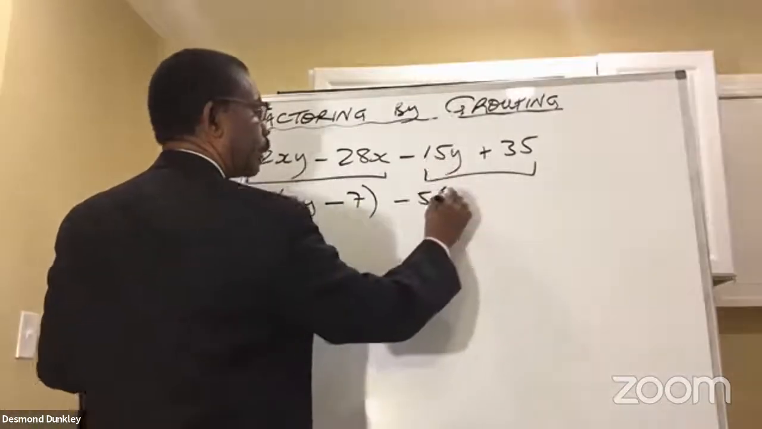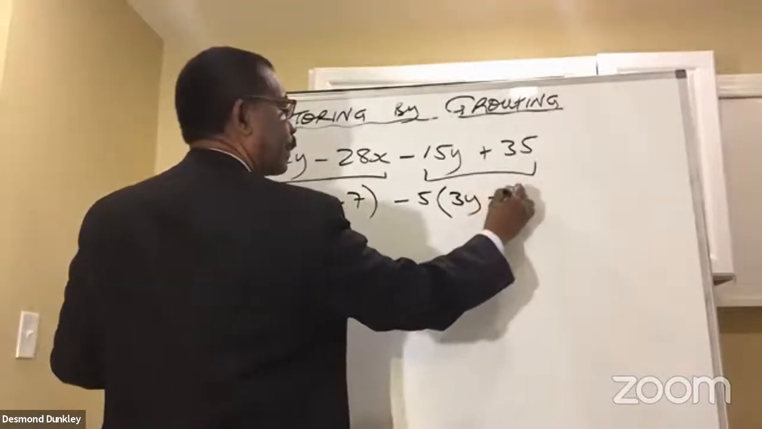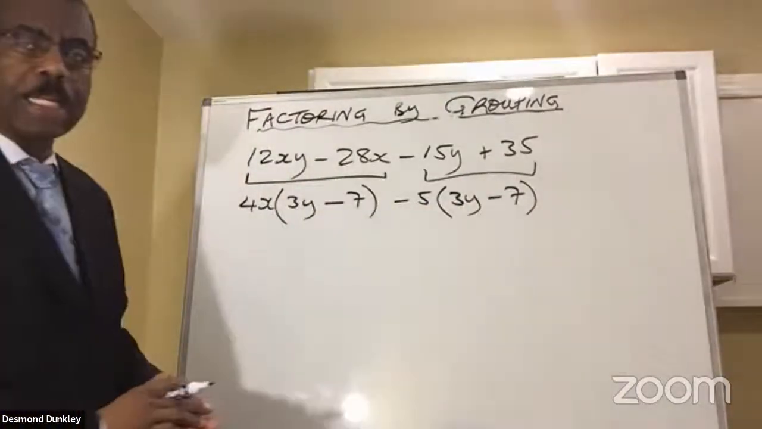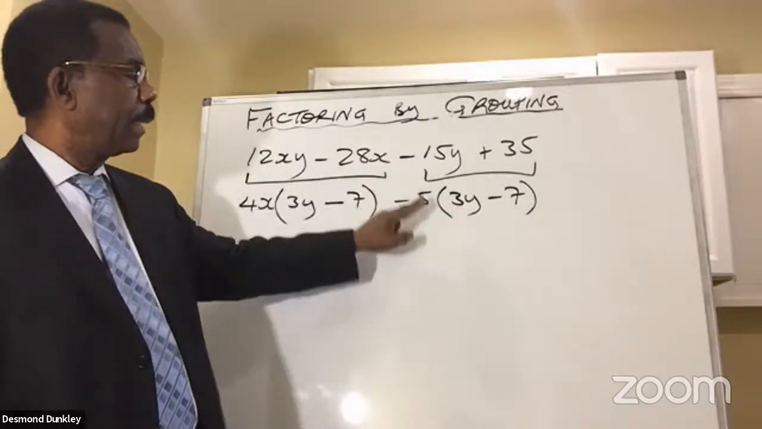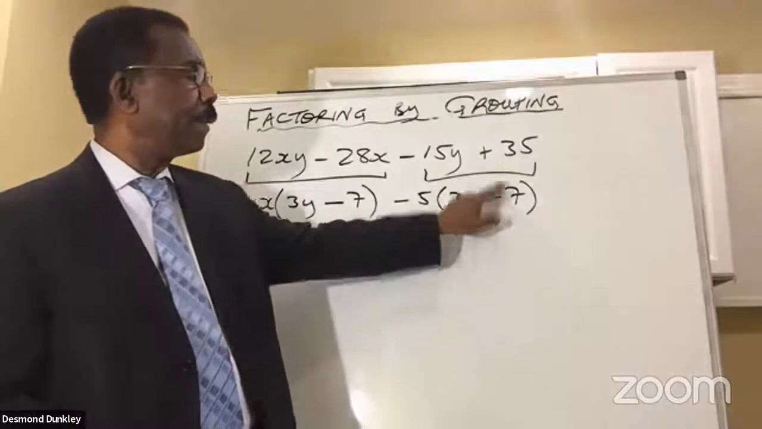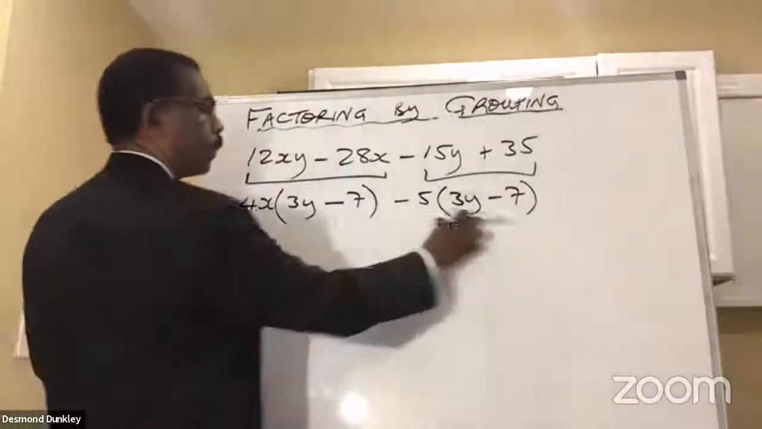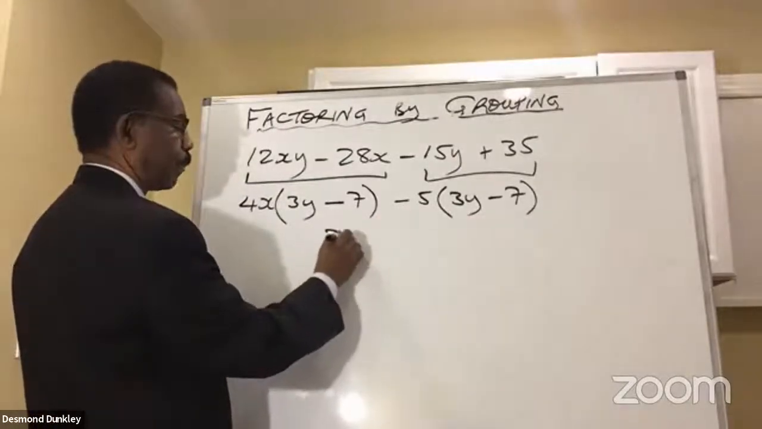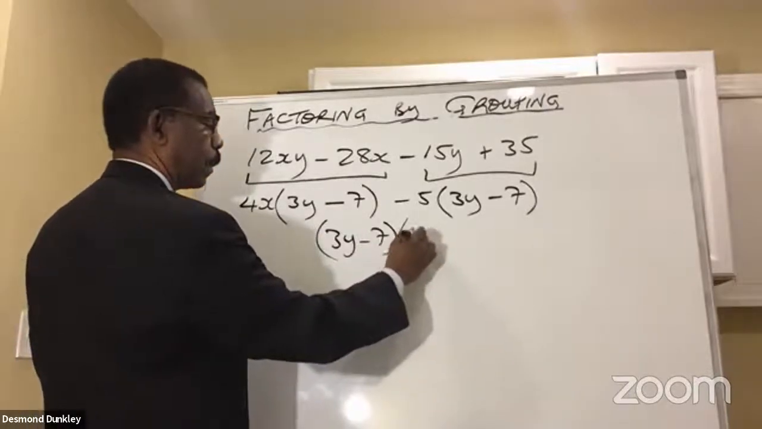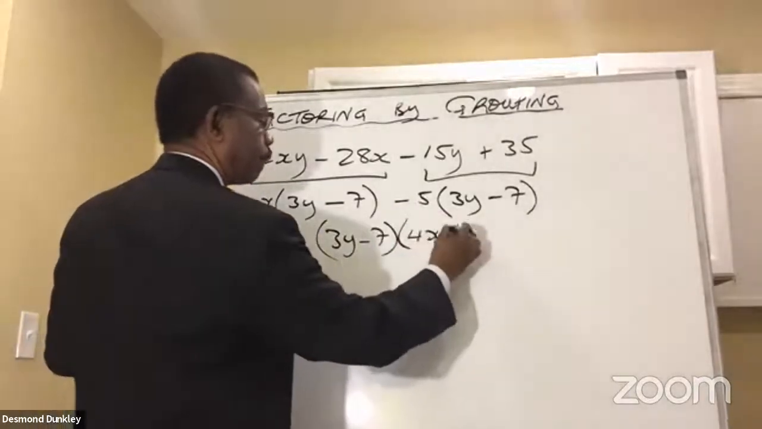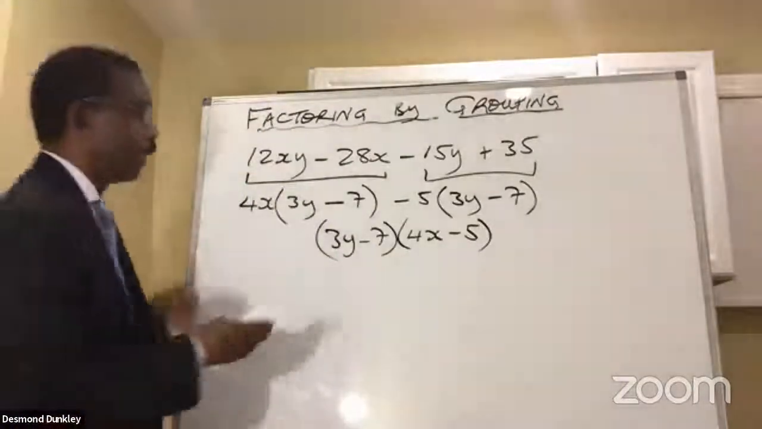Negative 5 factored out leaves us with 3y, and negative 7. Let's double check. Negative 5 times positive 3y, negative 15y. Negative 5 times negative 7, positive 35. So it works. And then these two are common, so we can write 3y minus 7 times 4x minus 5. So I thought that would have been difficult. That was not difficult. Let's look for another one.